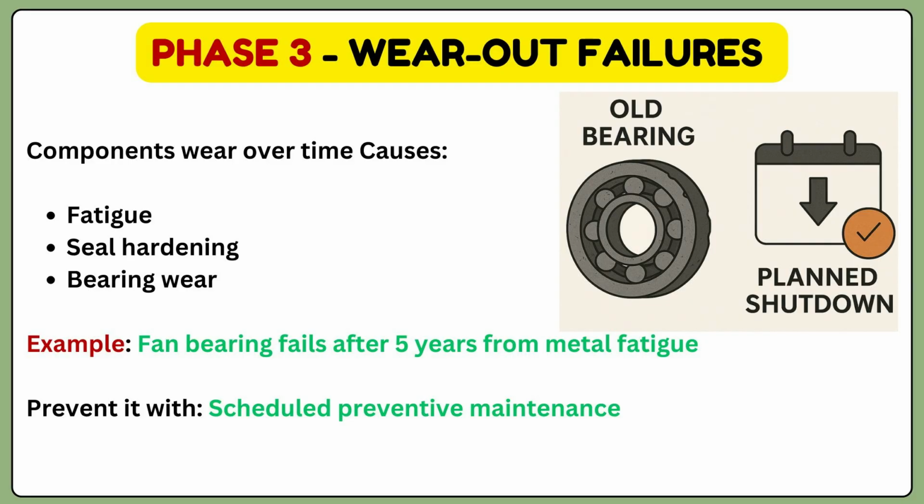So let's take one example here also. Let's assume one fan which is running for maybe 5 or 7 years, and it has a failure because of the bearing. After doing the inspection, we found out that the bearing failed because of its aging. So this is one example of how these end of life, or wear out, failures happen in machines. So can we avoid this?